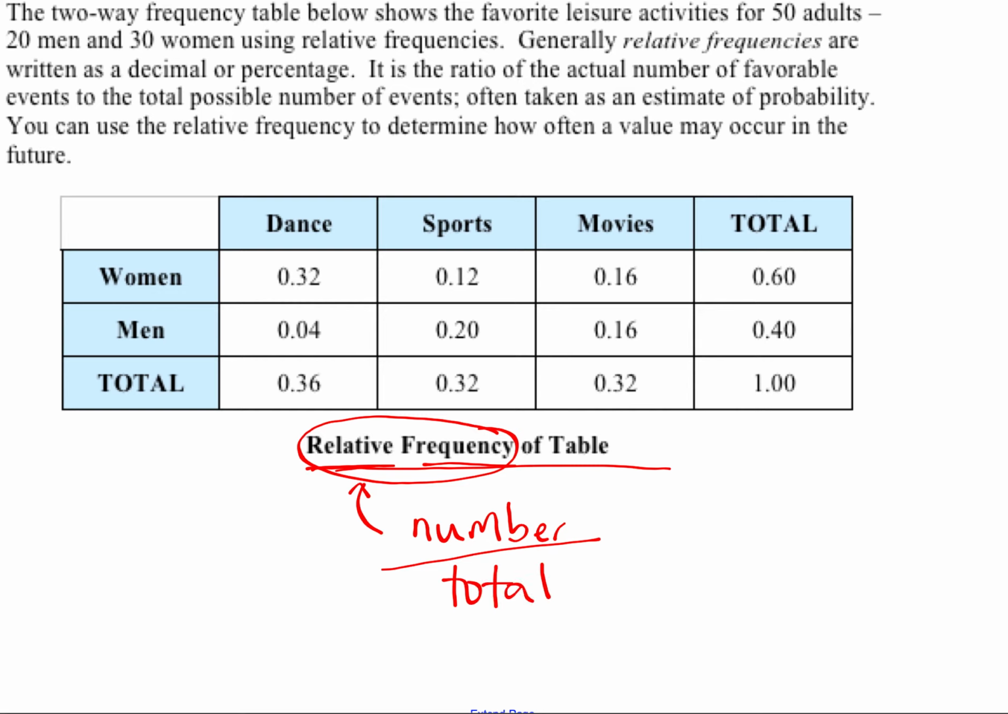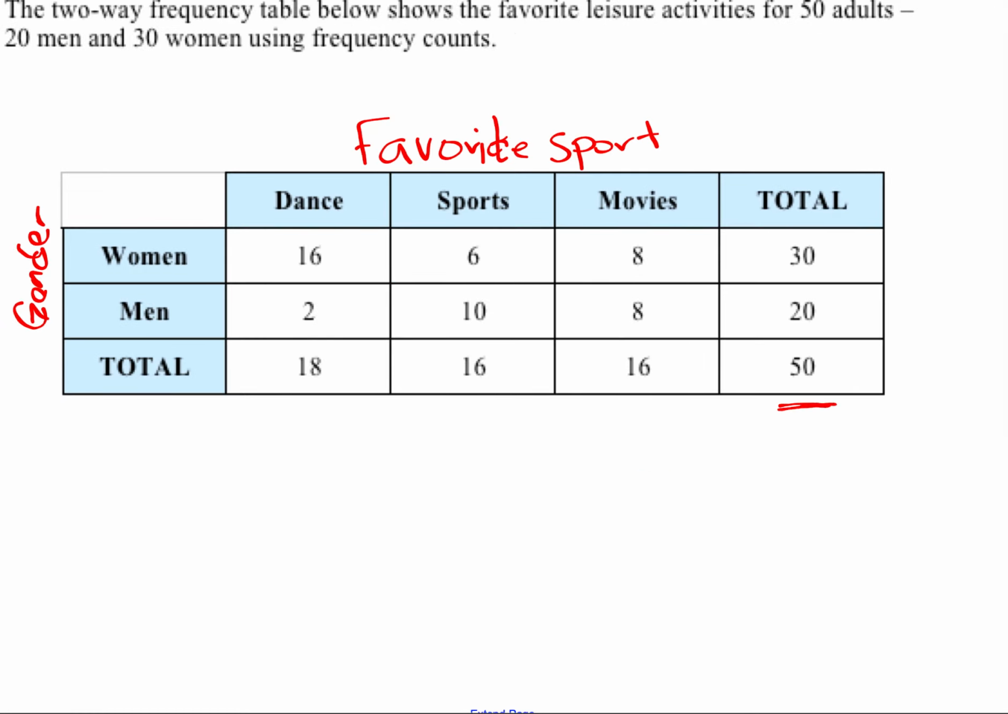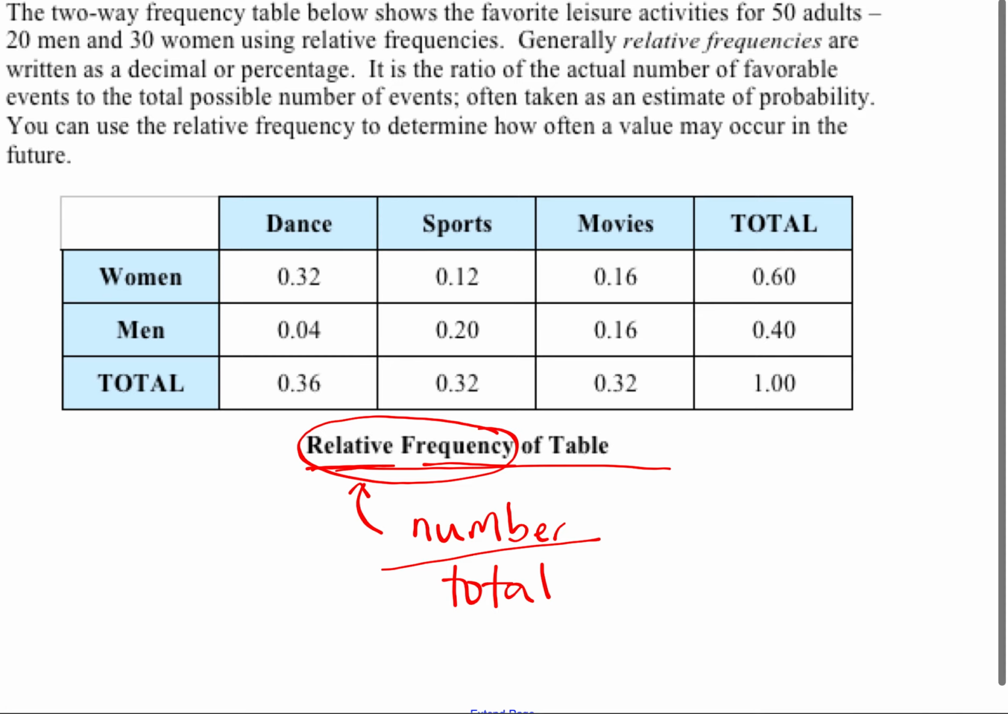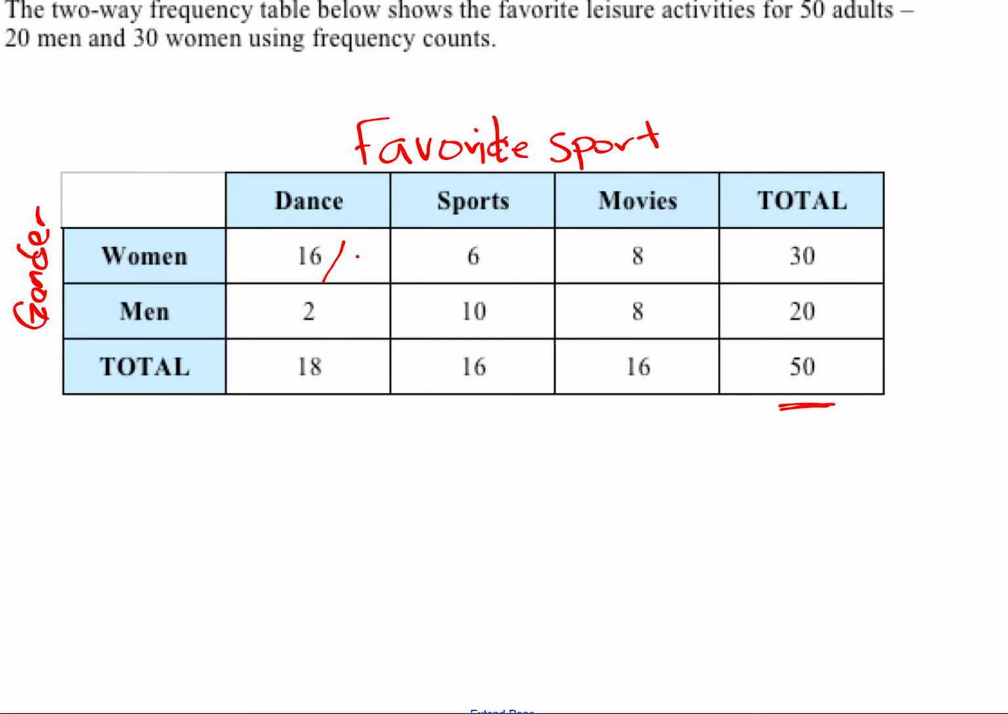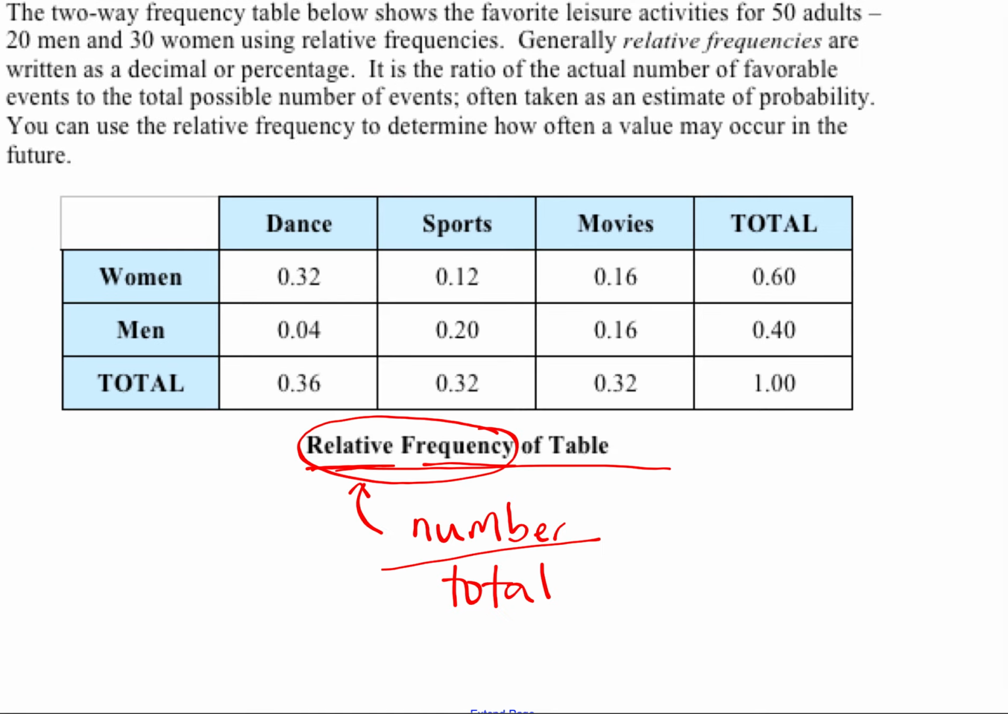So to create this table, the previous table, we had 50 down here in the corner. Every number in the table gets divided by 50. So this is divided by 50, divided by 50. Everything's done relative to the total. So everything's divided by 50. And that gives you these numbers.